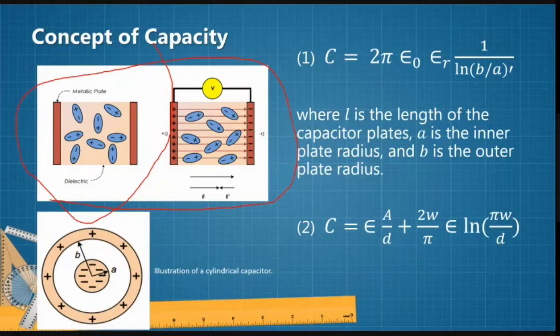It is given by C. In the previous slide, we know that C equals epsilon null dot epsilon r dot A divided by d, and the circular plates as illustrated in this figure for the cylindrical capacitor.